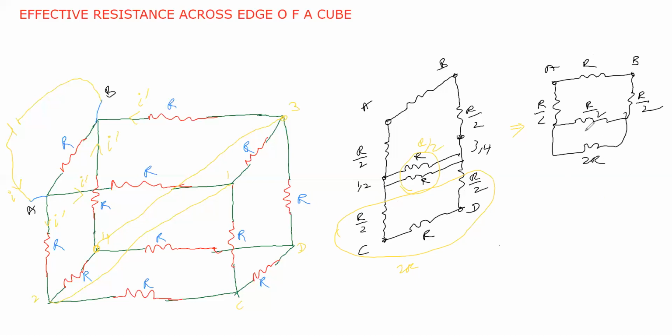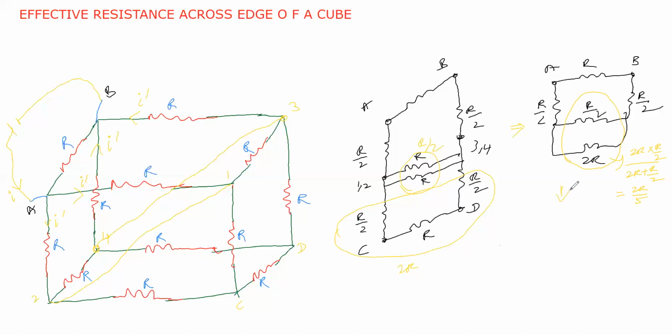Now this R by 2 and these two are in parallel. R by 2 and 2R are in parallel. If you take it, how much you are getting: 2R into R by 2 divided by 2R plus R by 2. By simplifying this one, we will get 2R by 5.